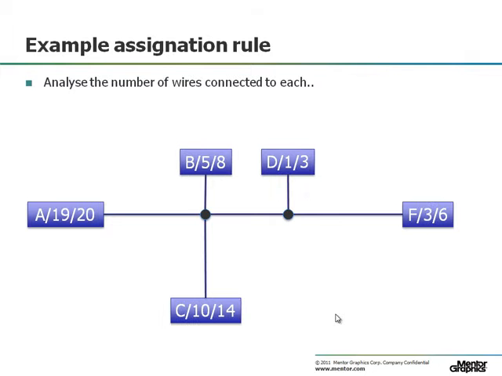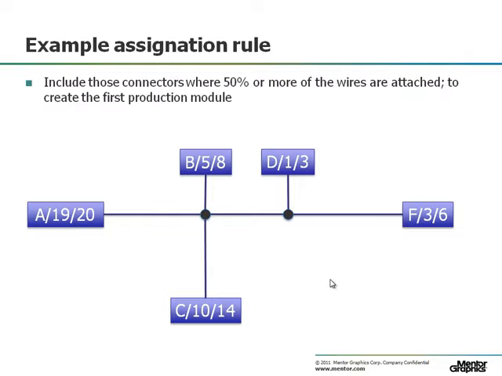Next, we need to analyze the number of wires connected to each of the attached connectors. And here I'm showing, for example, connector B has 5 of its 8 wires routed from connector A. And in my case, my rule is I want to include attached connectors where 50% or more of their wires are attached to the first connector. And this will create my first production module.